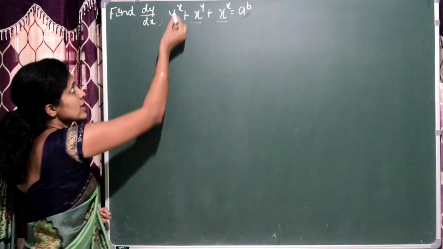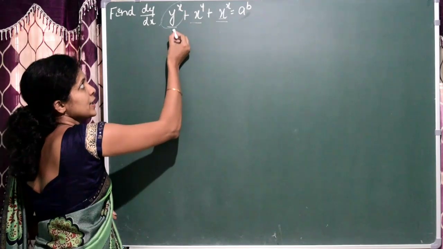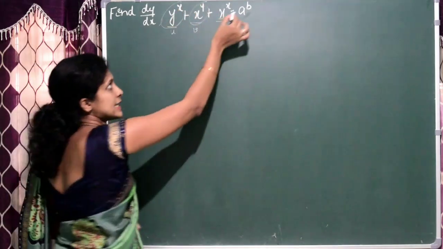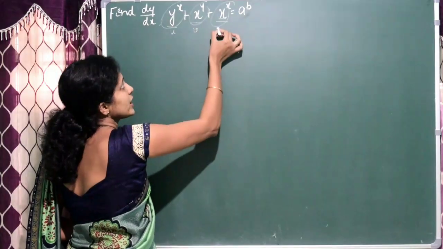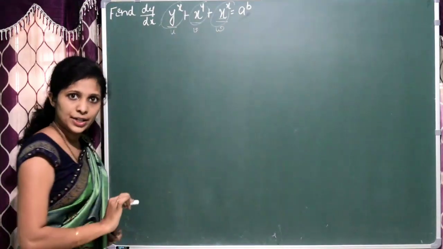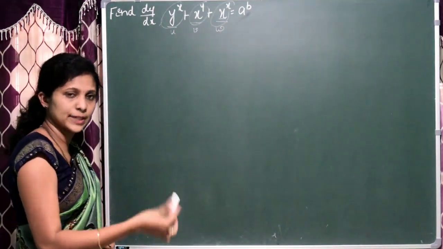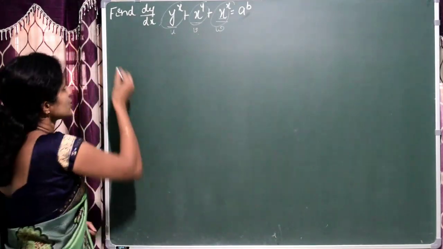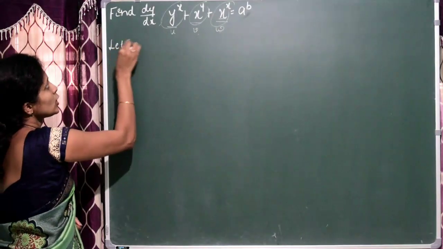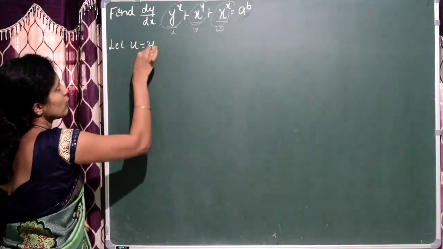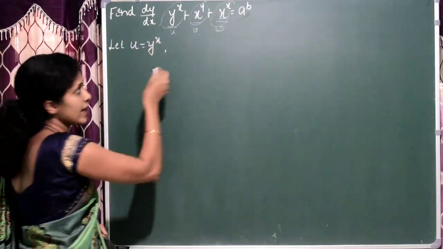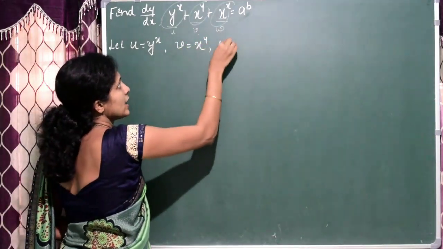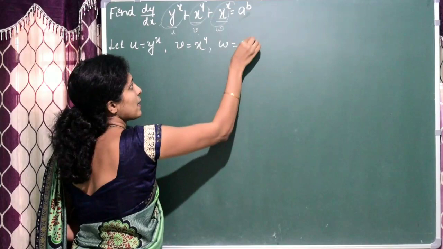What you have to do is take this one as some u and differentiate separately, consider this as v and differentiate separately, and this as w. Then differentiate separately and together write u plus v plus w. Is it clear? First, let u is equal to y to the power x, and v is equal to x to the power y, and w is equal to x to the power x.